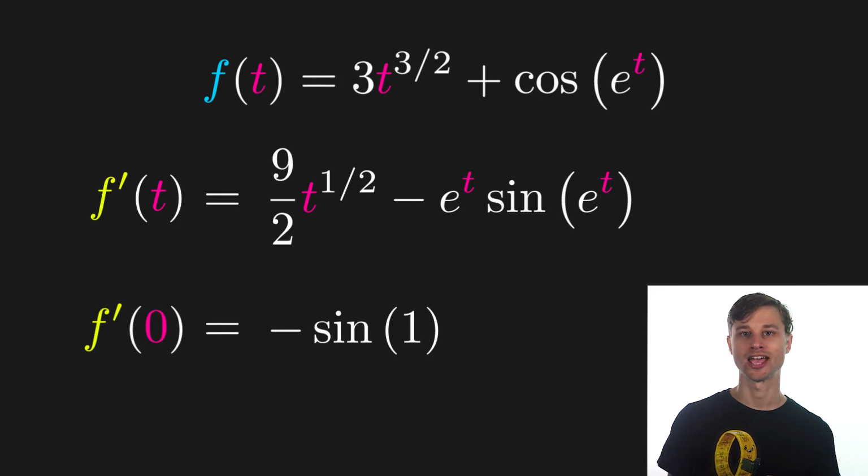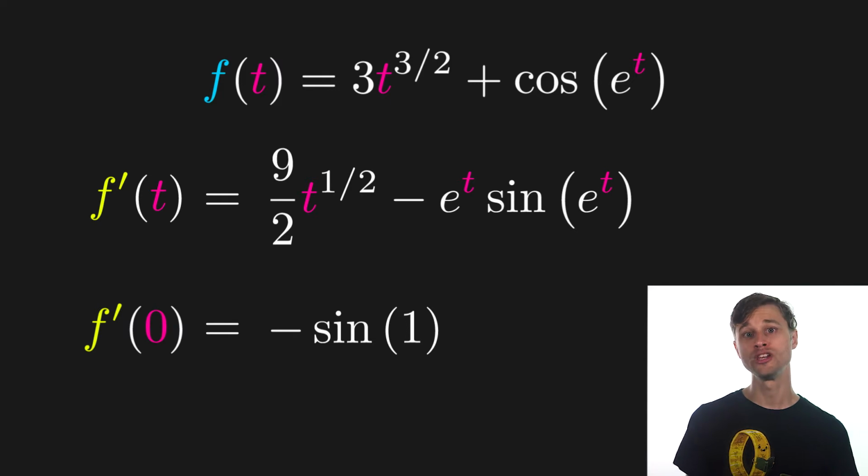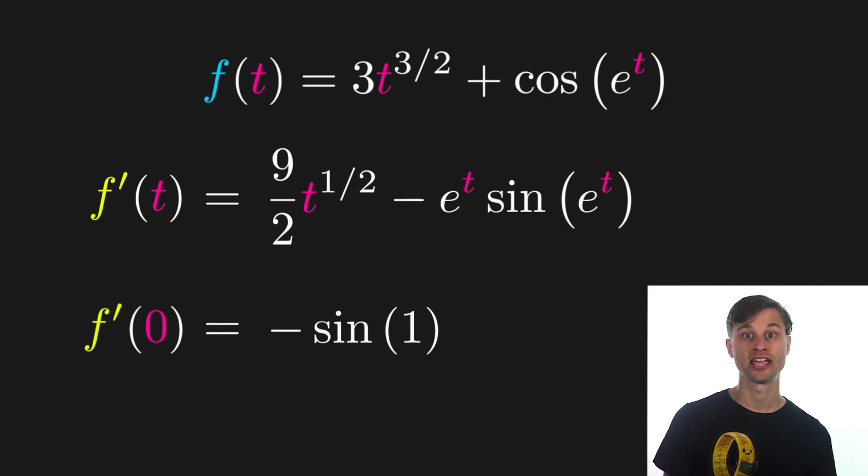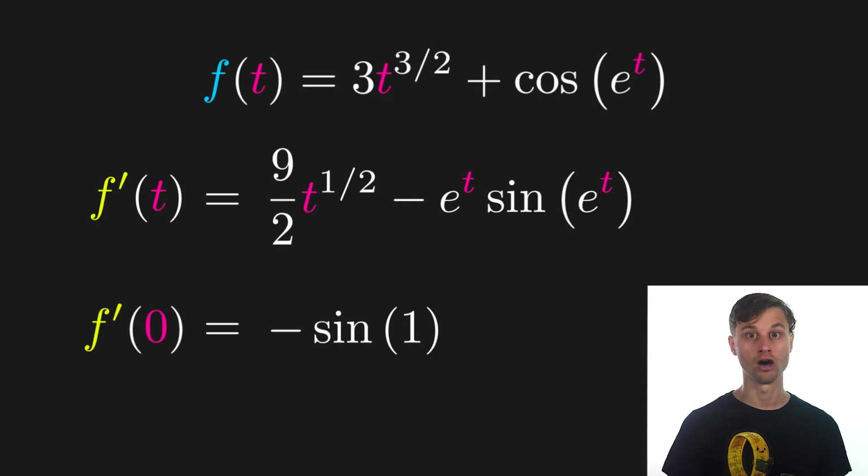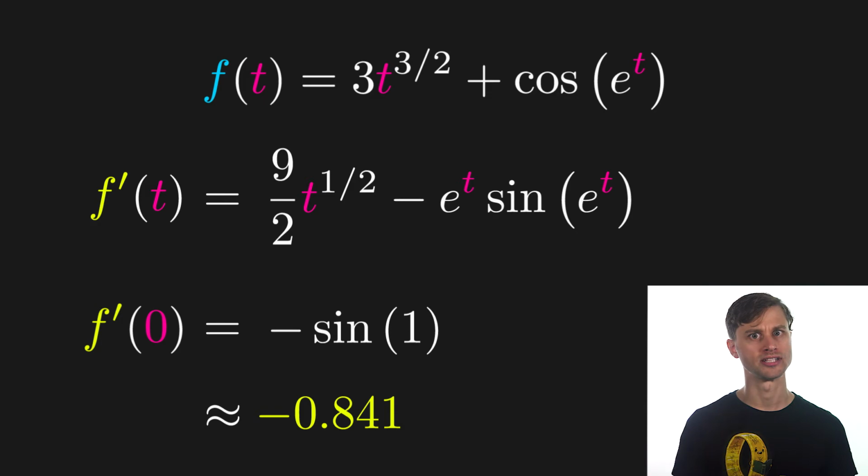If we want to find an approximate decimal answer for this, all we need to do is evaluate the negative sine of 1. And remember that 1 must be in radians, not degrees here. So the approximate answer here is negative sine of 1 radian is equal to about negative 0.841.